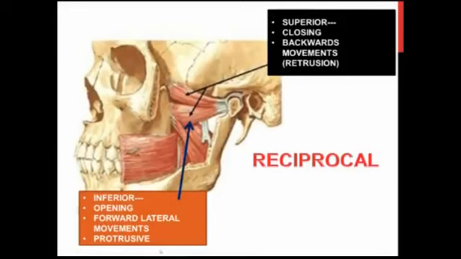The inferior head was purported to be active predominantly during forward movements, which included straight forward movements called protrusive, or those which were on a lateral trajectory, or sideways movement while going forward. Also, it's associated with opening. The reciprocal function became part of dental treatment protocols.